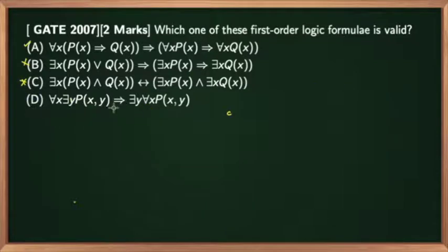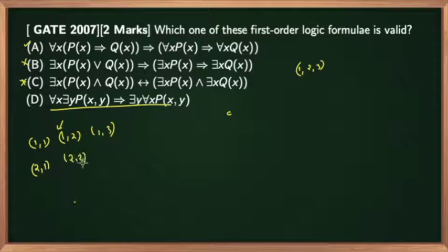Now let's see choice D. It's straightforward. This is actually a wrong statement. It says for all x there exists a y P of x, right? So let me write that. Let's assume you have 1, 2, 3 elements in your domain. I will just explain this so that you will be able to understand this perfectly. So we have the pairs 1,1; 1,2; and 1,3. Then 2,1; 2,2; 2,3; 3,1; 3,2; and 3,3.